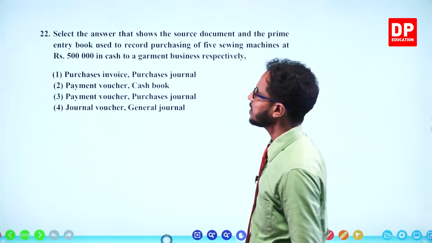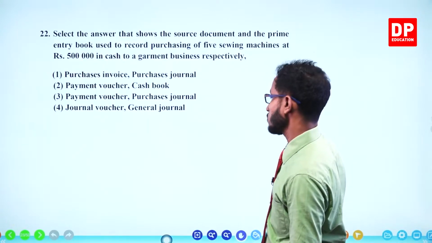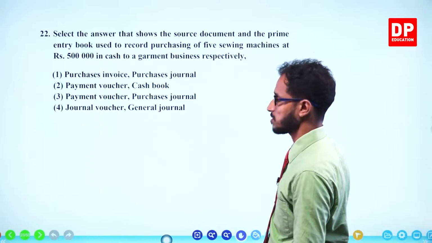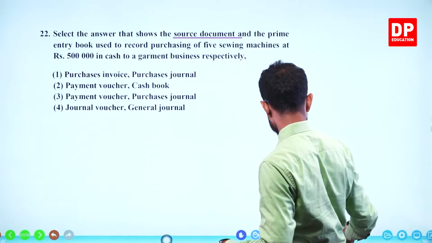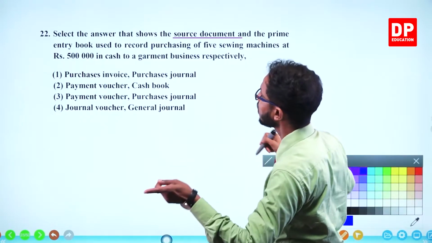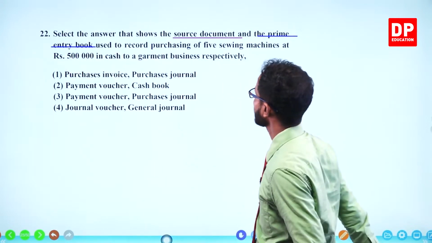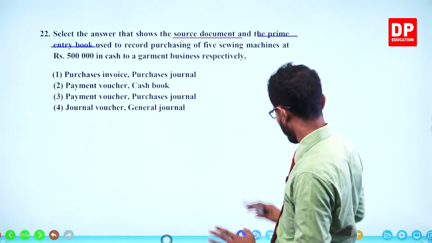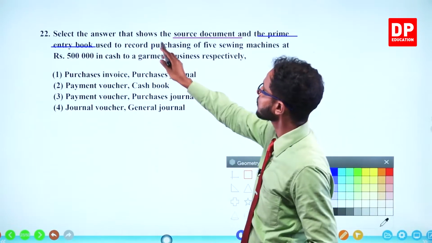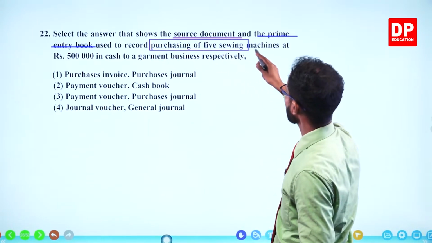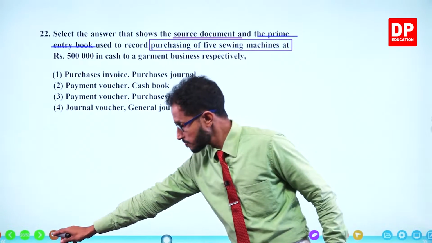22nd. Select the answer that shows the source document and the prime entry book used to record purchasing of 5 sewing machines. This is the transaction. Now the transaction starts. Purchasing of 5 sewing machines.